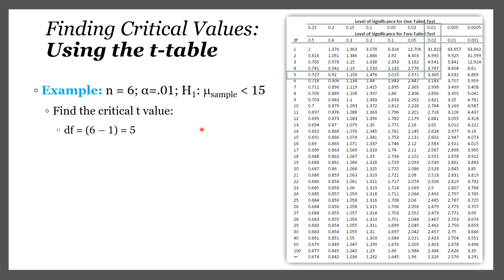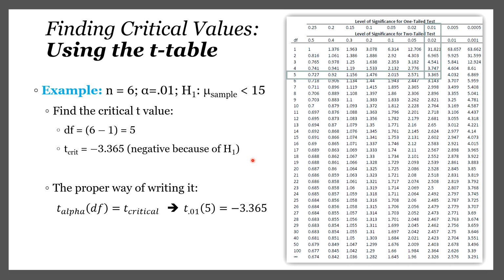Our column is going to be the one-tailed alpha value of 0.01, so right there, which gives us a critical value of 3.365. But because we are looking at values below the mean, the left tail, mu of sample is less than 15, you have to make that value negative, right? The values in the table are all positive, but your critical value could be positive, negative, or positive and negative if you're using a two-tailed test.